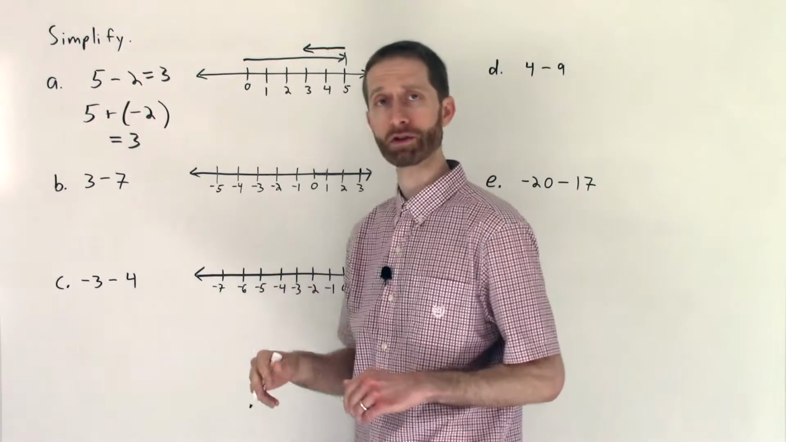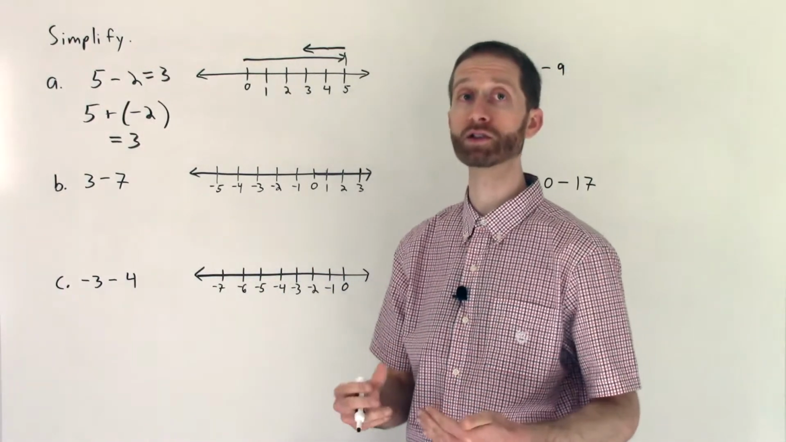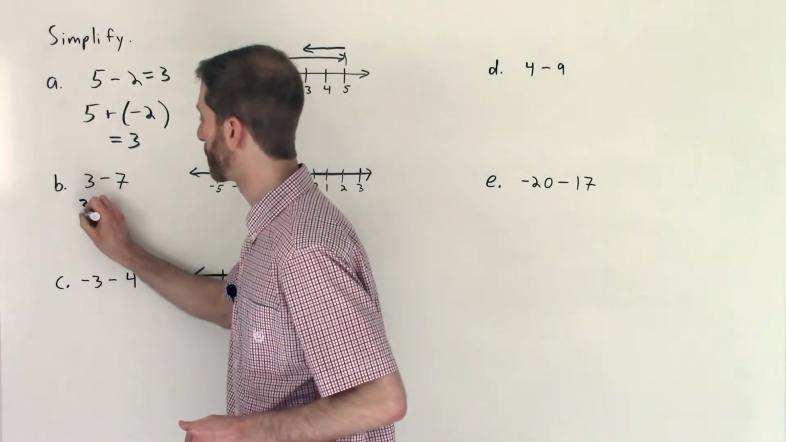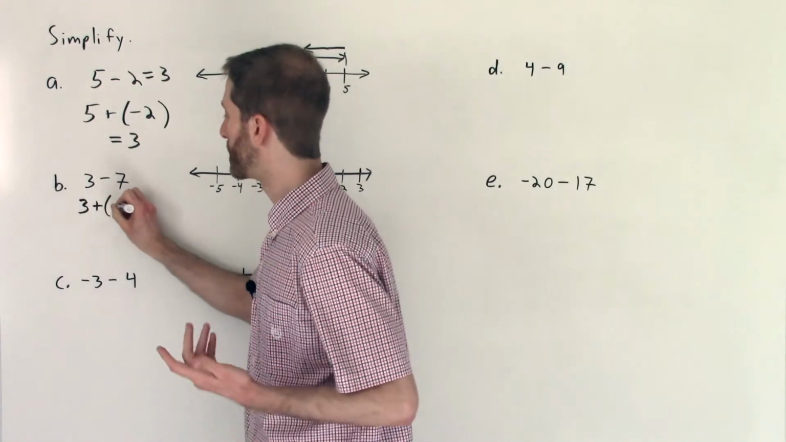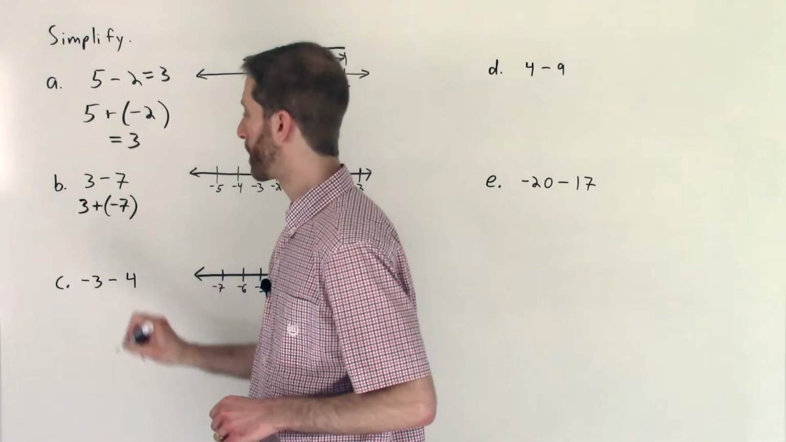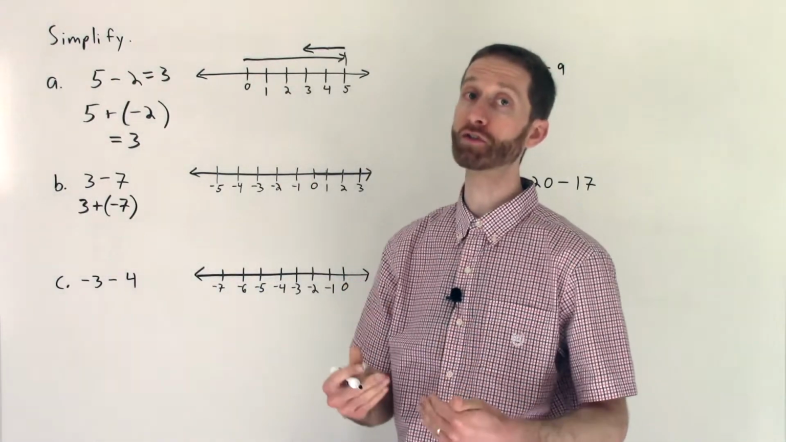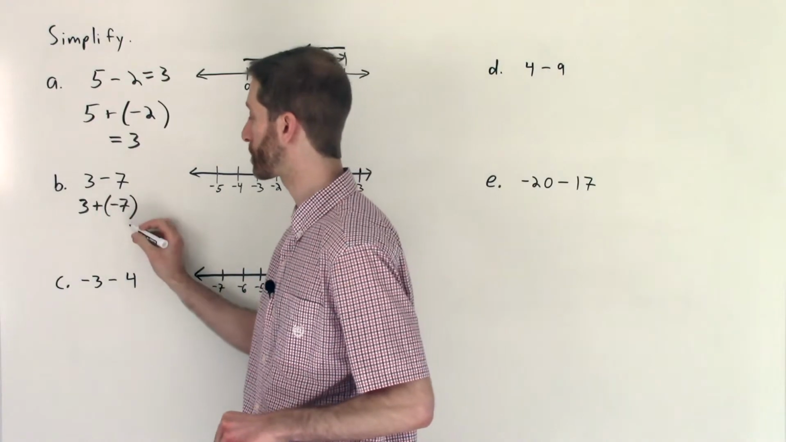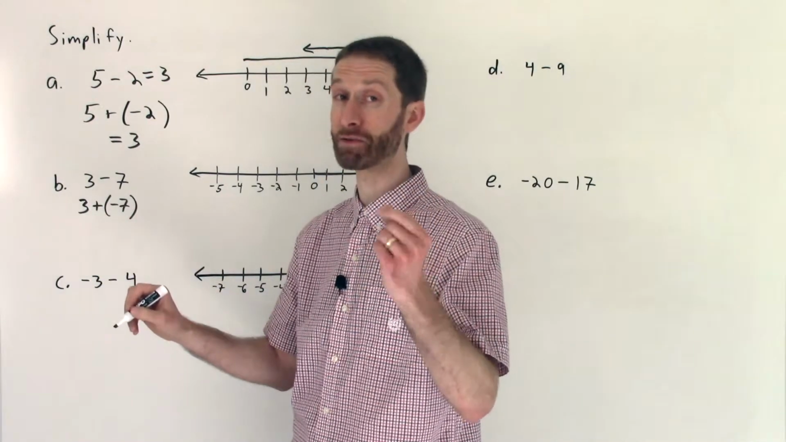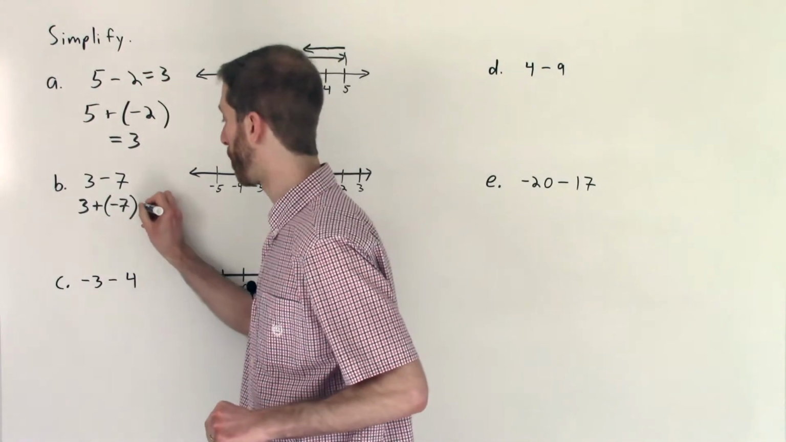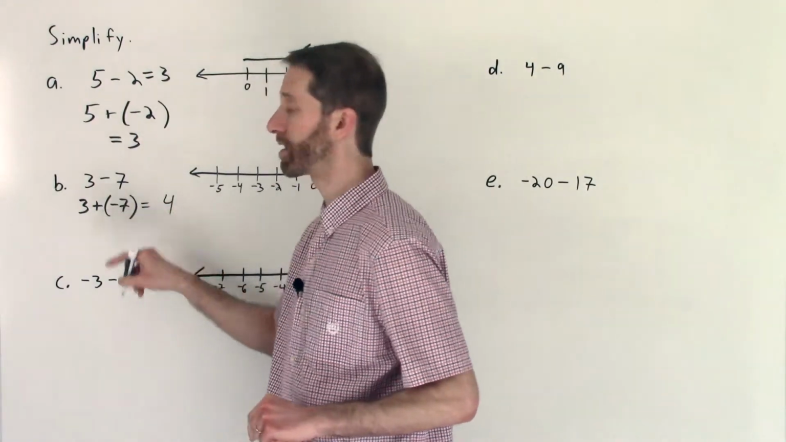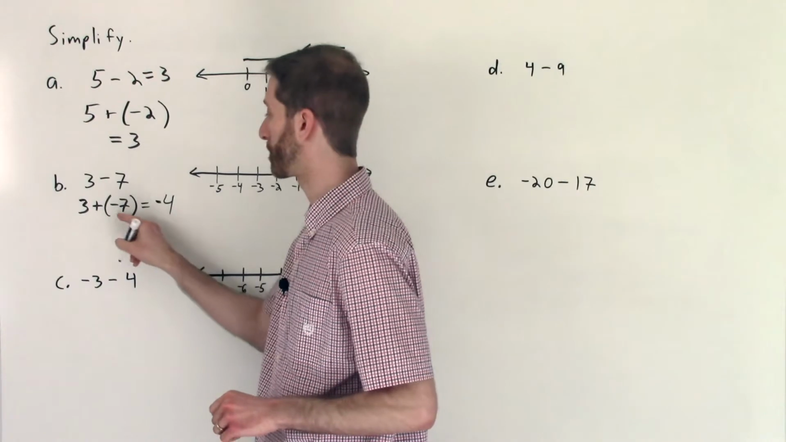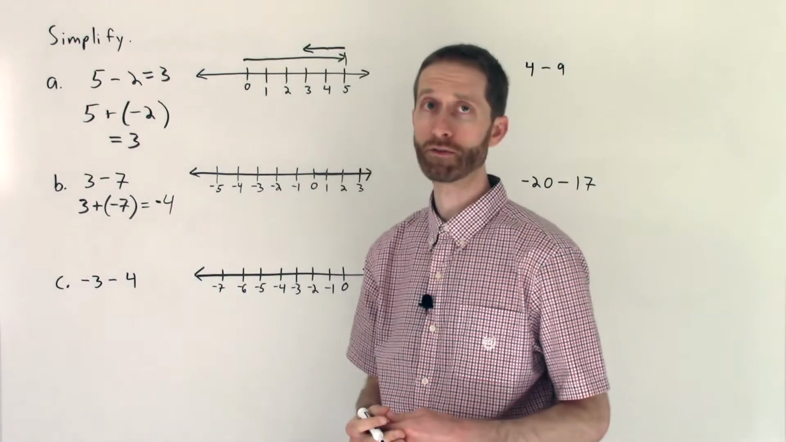3 minus 7. So using the idea that subtraction is really adding an opposite, this would become 3 plus negative 7. And so we use our skills from before with adding a negative number, and that means we subtract the two numbers. So in my head, I'm doing 7 minus 3, which is 4, and taking the sign of the larger of the two numbers, the number farther away from 0. So in that case, that would be negative 7, so our answer is negative 4.